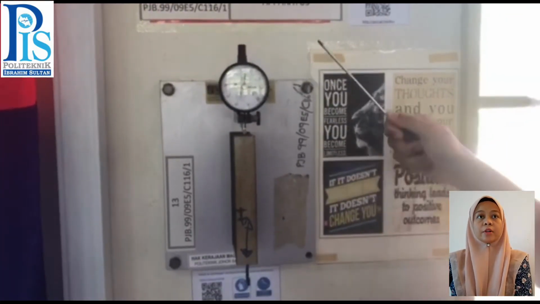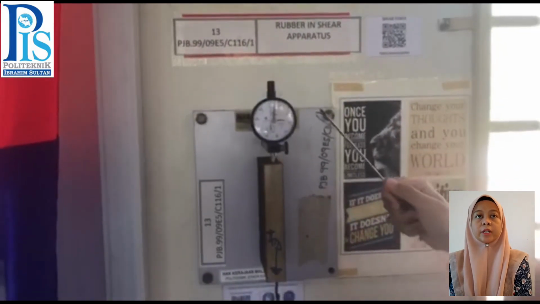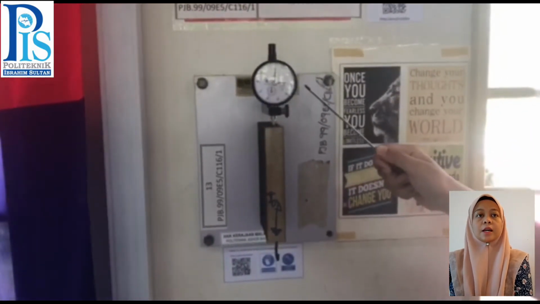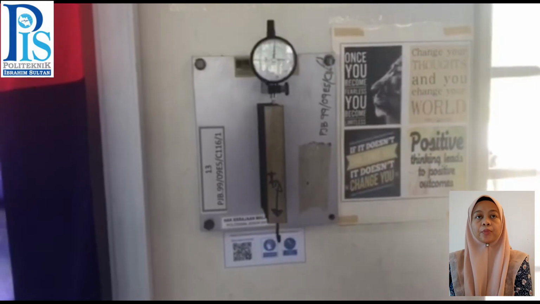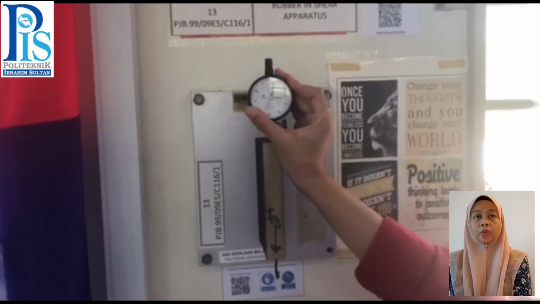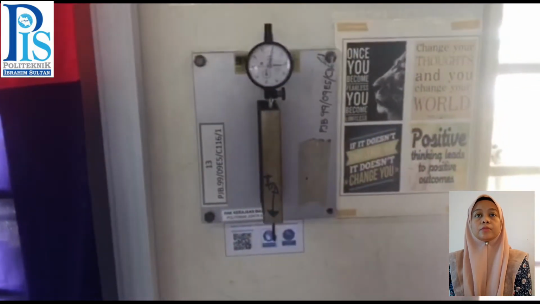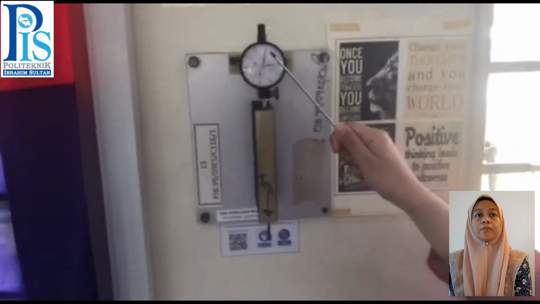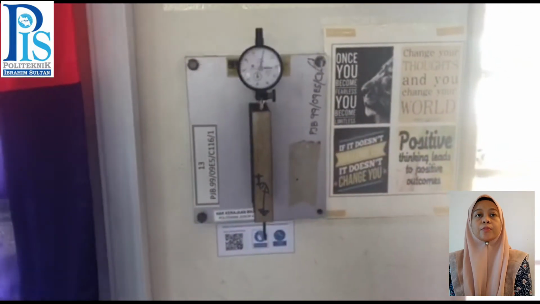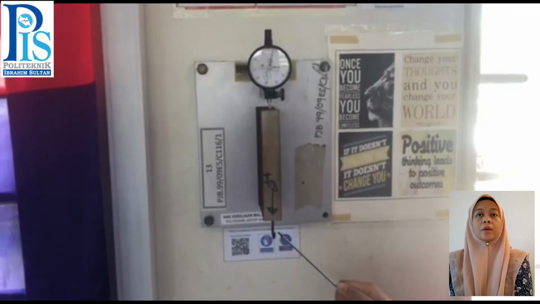So this is the apparatus that is used in this experiment, which is the rubber in-shear apparatus. Next is the dial gauge. Set the dial gauge to 0. Weight holder.